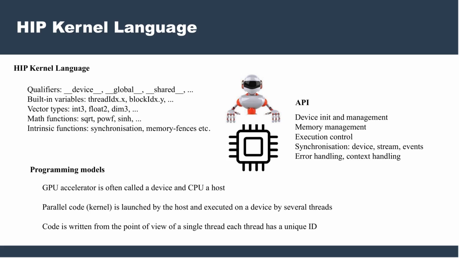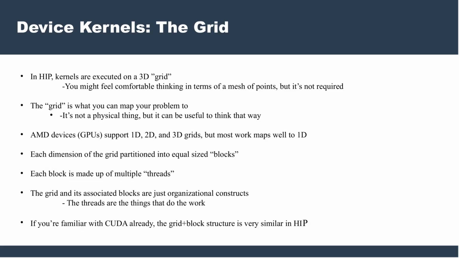In HIP, kernels execute on a 3D grid, an abstract concept useful for mapping problems. AMD GPUs support 1D, 2D, and 3D grids, though 1D is common. Each grid dimension is divided into equal-sized blocks composed of multiple threads. These threads perform the actual computations. The grid and block structure in HIP is akin to CUDA's.